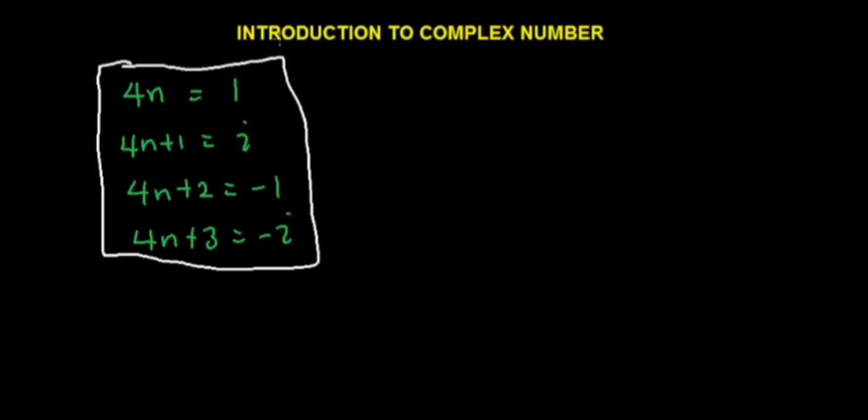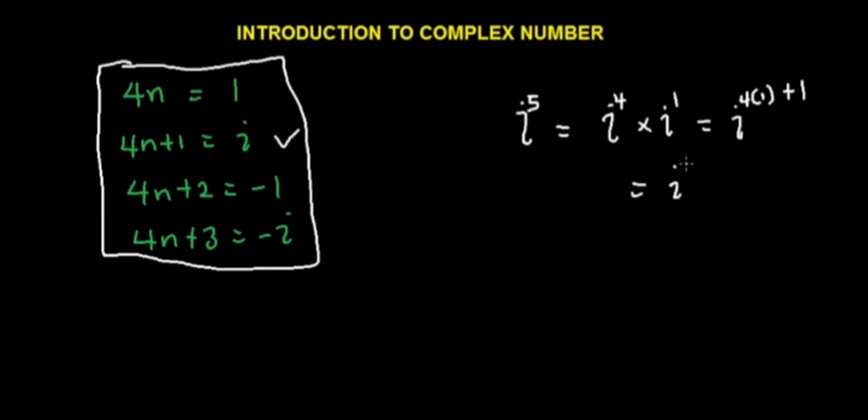Okay, let's get an example to see what I'm talking about. Suppose I have i raised to power 5. I can also write this as i raised to power 4 times i raised to power 1, isn't it? And this is like writing i to the what? 4 times 1, plus 1, isn't it? And that is correlating with this one. Definitely this one will be equal to what? i. Very simple. Do you get that now?